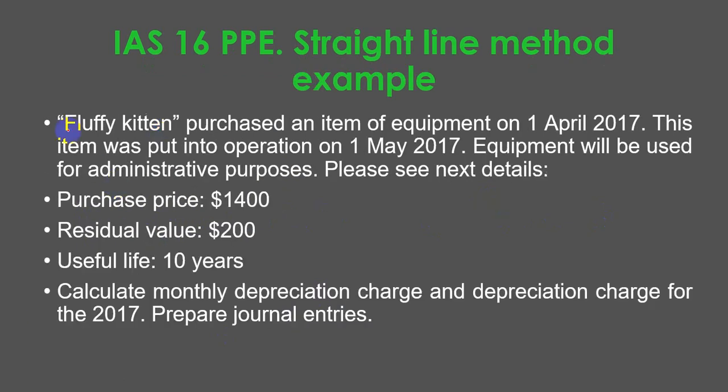And here we have an example. Our entity, Fluffy Kitten, purchased an item of equipment on 1st April 2017. This item was put into operation on 1st May 2017. Equipment will be used for administrative purposes. Please see next details. Purchase price, we have $1,400. Also we have residual value.